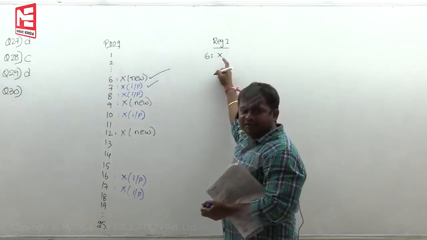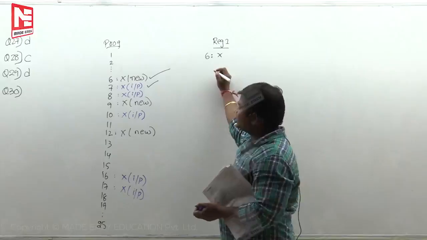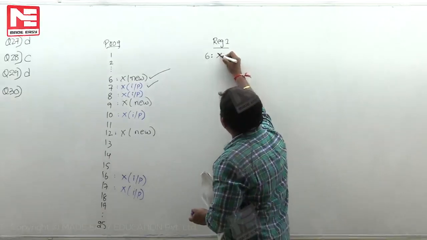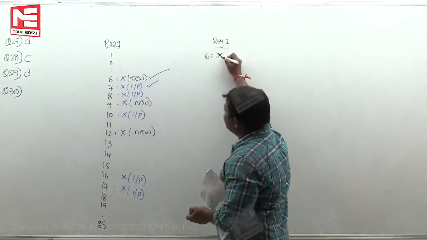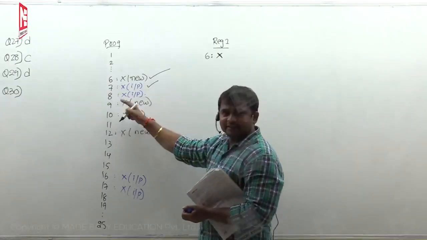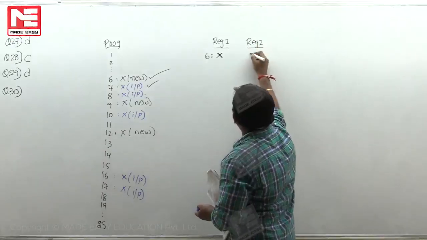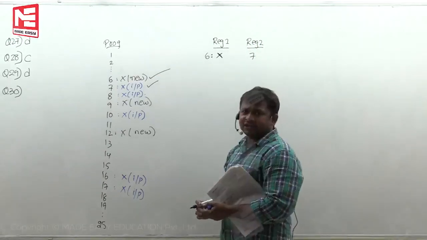If you want to use register 1 to store the seventh statement output, first verify what is there in register 1. X is there. Is this X required in the future? Required, in the 8th. Therefore, don't replace this X. Go to register 2 and store the result of the 7th statement.